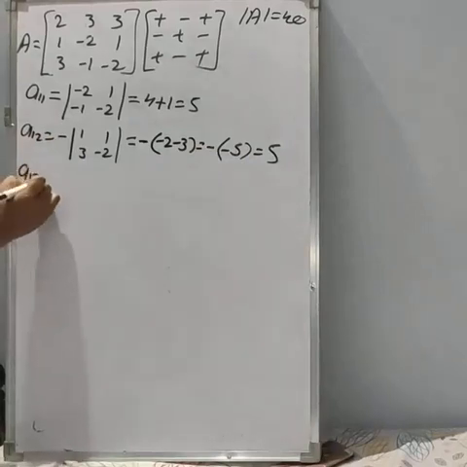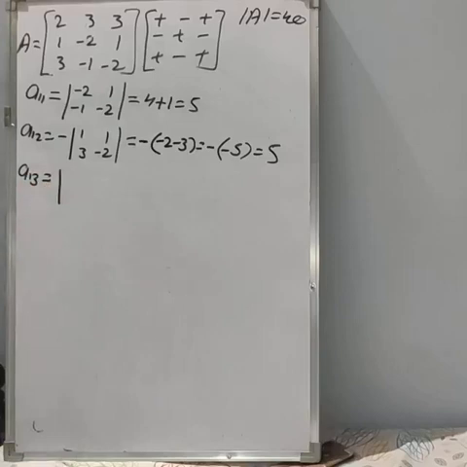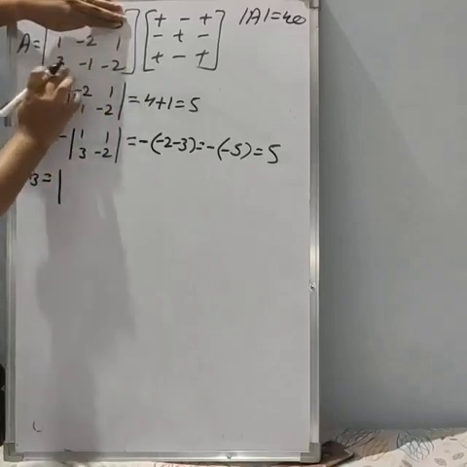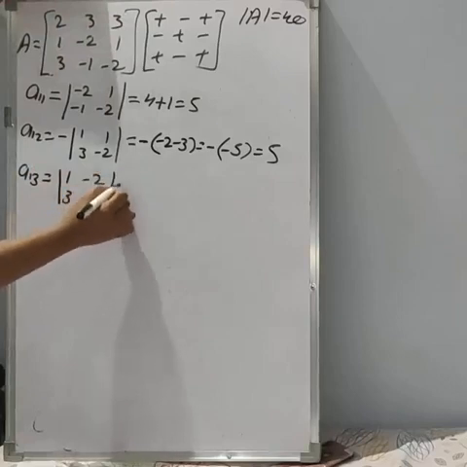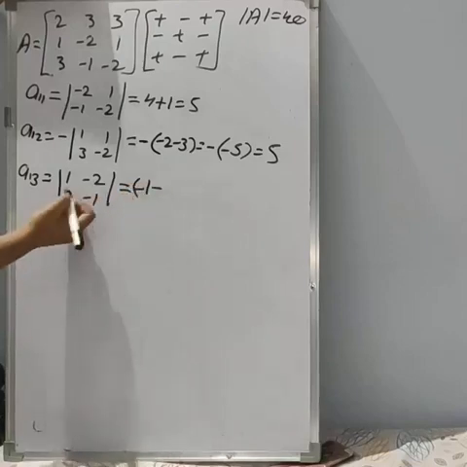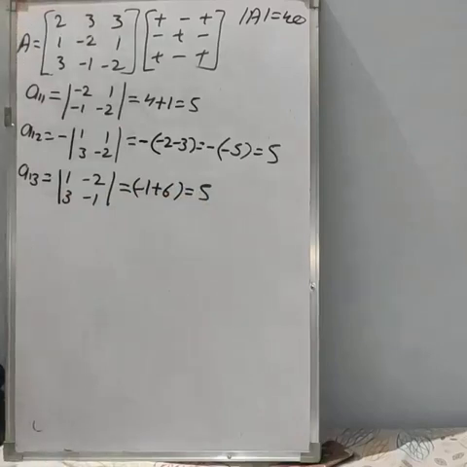Next we want A13. For A13 it is positive, so directly write down the determinant. A13 is present in first row, third column, so neglect this. You will remain with 1, minus 2, 3, minus 1. So 1 into minus 1 is minus 1. Next 3 into minus 2 is minus 6, but minus into minus is plus 6. Minus 1 plus 6 is 5. If you are having difficulty calculating, use the calculator directly.